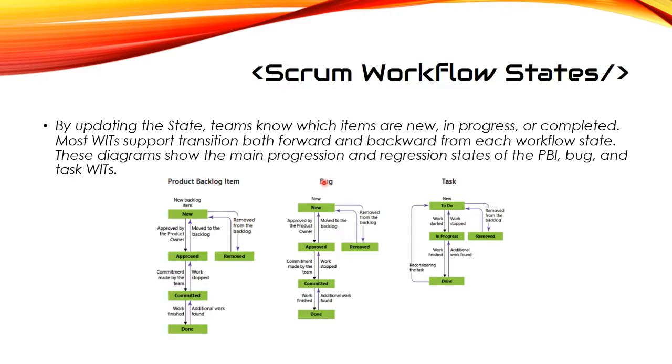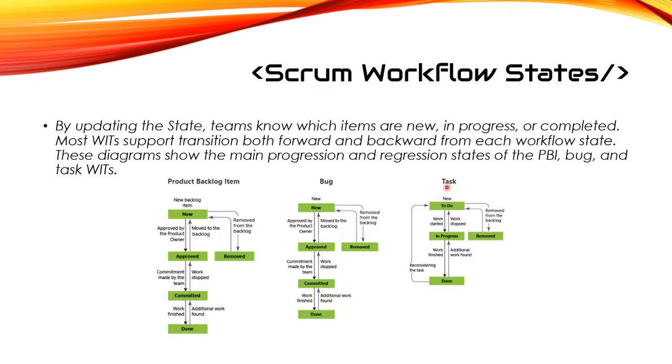For a bug, the bug is new, then it's been approved by the product owner. Then you made a commitment by the team, and then it's committed. The work is finished and it goes to done. And also, if you found some additional work, you can go back to committed. The work stopped, goes back to approved, and then also go back to the backlog. And also, you can remove a bug if needed.